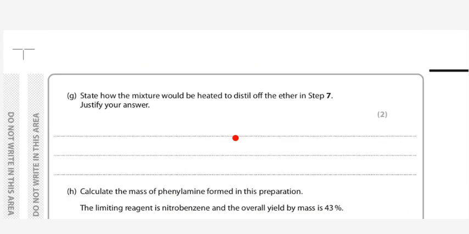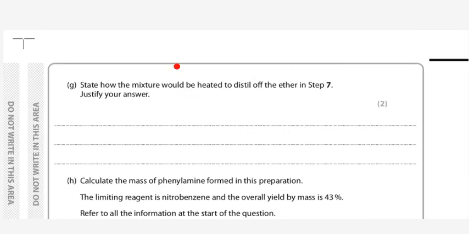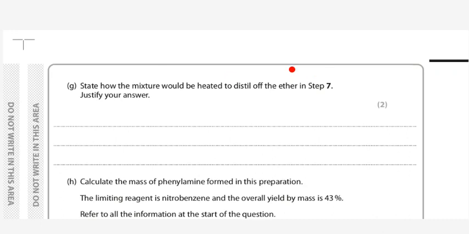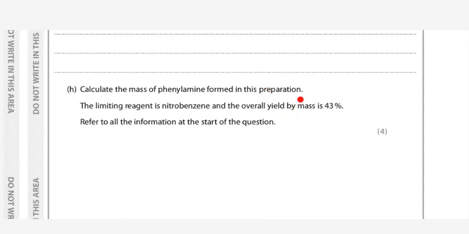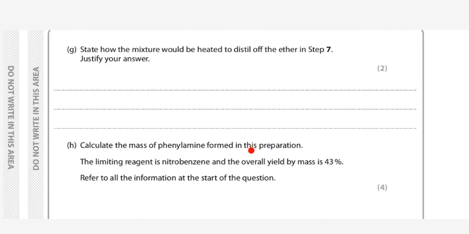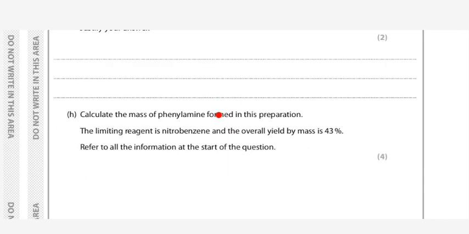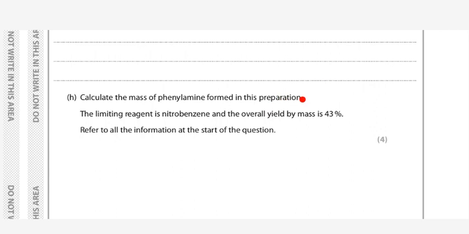So what is the purpose of heating? To distill off the ether. So you can use a heating mantle, an indirect heat source. A water bath is fine. Say, do not use direct heating as ether is flammable. Instead, use an indirect heat source such as an oil bath, water bath, or a heating mantle. A water bath is okay here because the boiling points are less than 100 degrees.